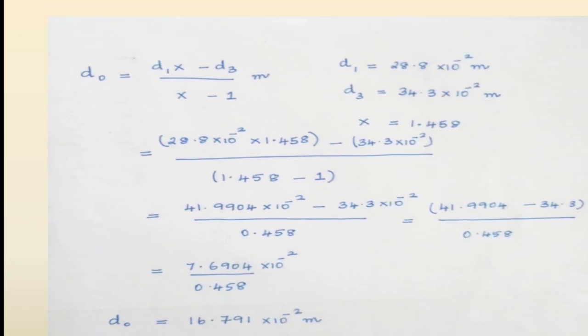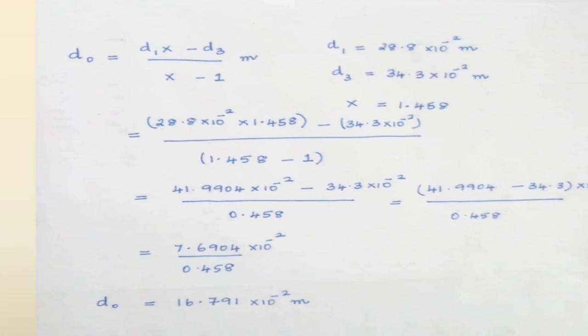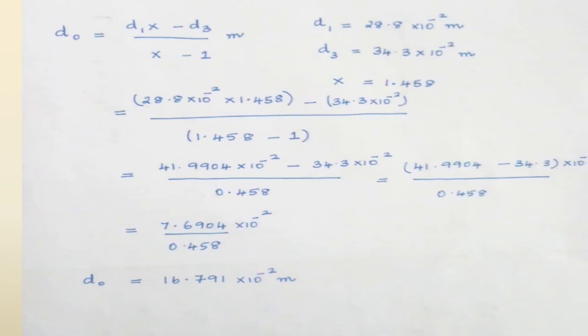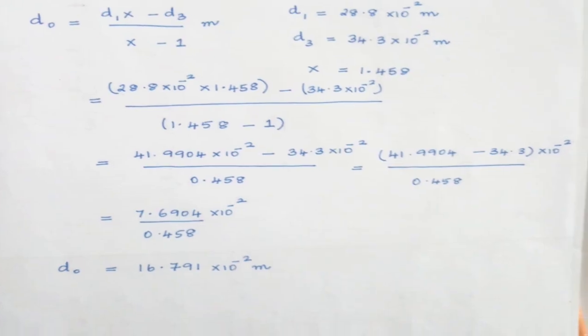d1 of x: 28.8 into 10 power minus 2 into 1.458, minus 34.3 into 10 power minus 2. So in the numerator, in the first term and second term, we have 10 power minus 2 in common. Multiplying the first term, we get 41.990 into 10 power minus 2 minus 34.3 into 10 power minus 2. So we can pull out the 10 power minus 2, and in the denominator it is 0.458.